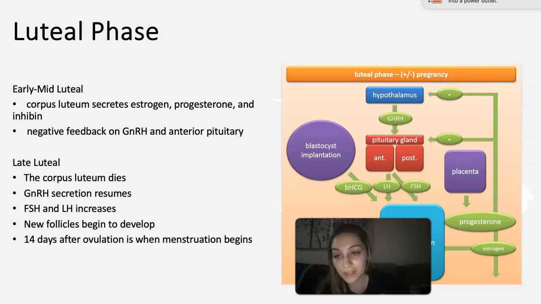In the late luteal phase, the corpus luteum dies and the secretion resumes from GnRH, and then also the other two, FSH and LH, increase. So new follicles begin to develop in the late luteal phase, and also 14 days after ovulation is when menstruation begins. So that is also when the uterine lining is shedding, the beginning of the menstruation phase. And that is it.